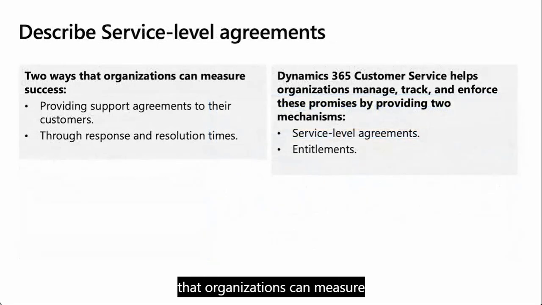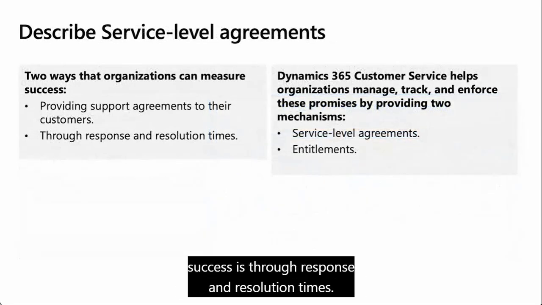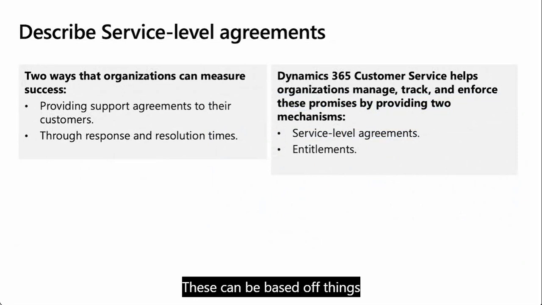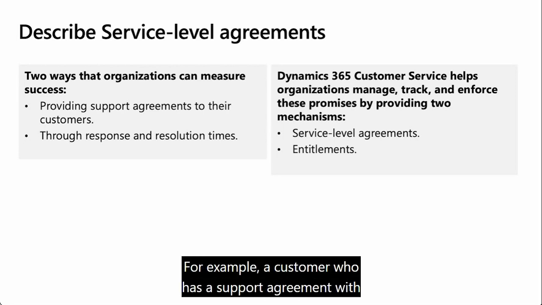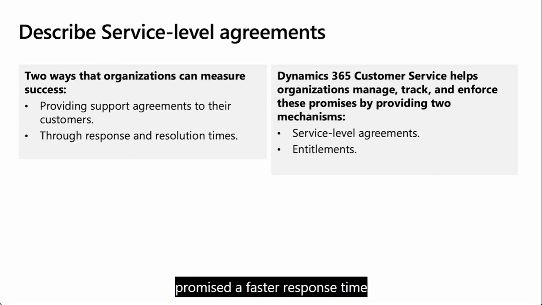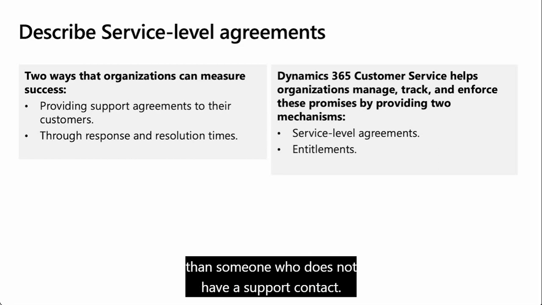Another way that organizations can measure success is through response and resolution times. These can be based off things like who is reporting the issue, type, or different times based on a product type. For example, a customer who has a support agreement with your organization might be promised a faster response time than someone who does not have a support contract.